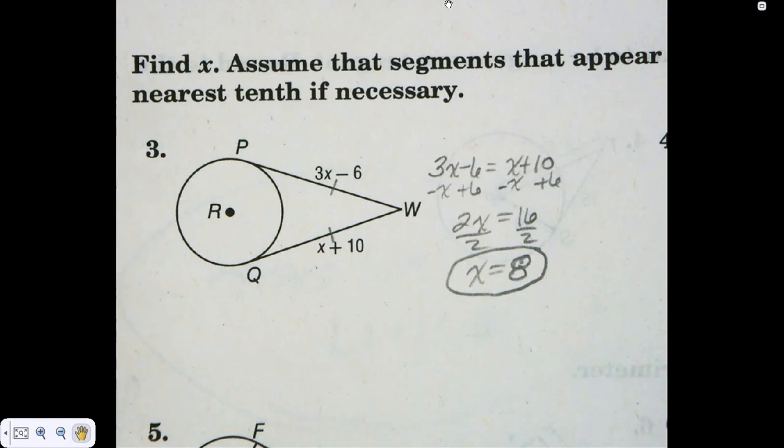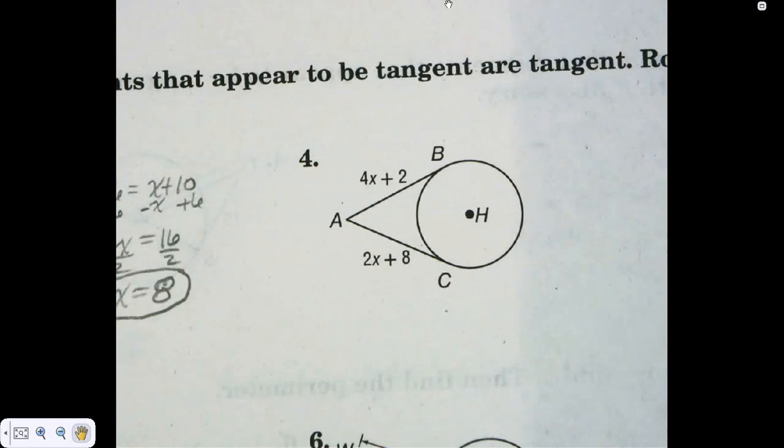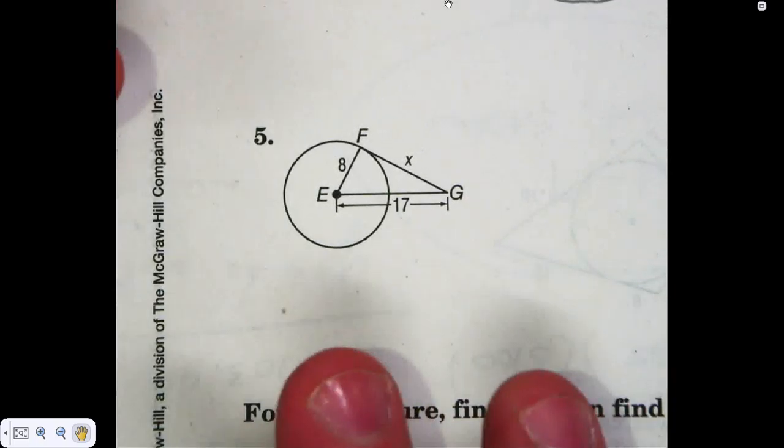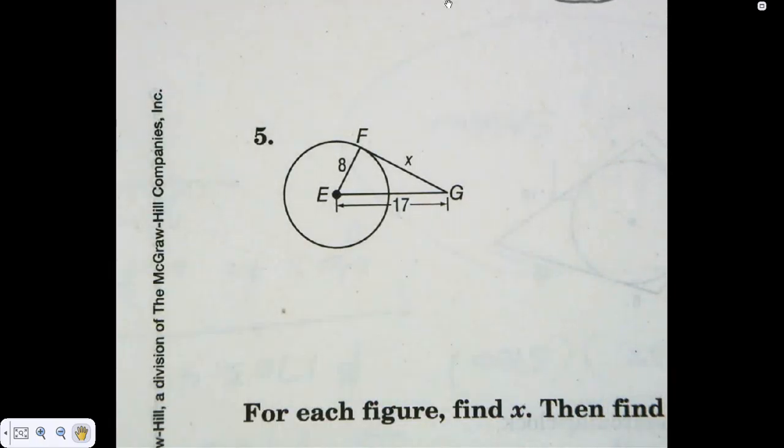Make sense? Is this any different, except they flip the ice cream cone over? You have 4x plus 2 is equal to 2x plus 8, right? All right, let's go to 5. Is this any different? Yes. Looks different to me. Are the two tangents coming from the same point? No, one of them's going to the center.